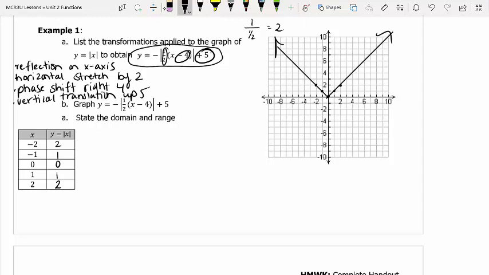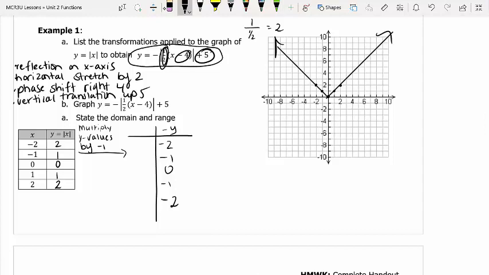So the first thing I'm going to do is reflect this on the x-axis by multiplying all of my y values by -1. I'm also going to apply my k value. Okay, so I have a horizontal stretch by 2, so I'm going to multiply all my x values by 2. If you're comfortable, you're welcome to apply more than one transformation at once.